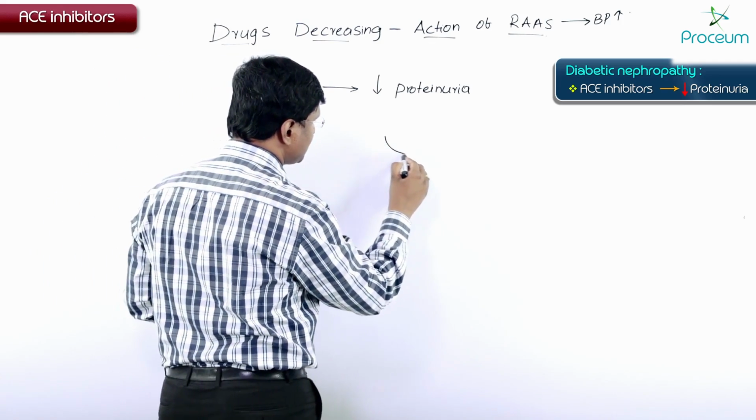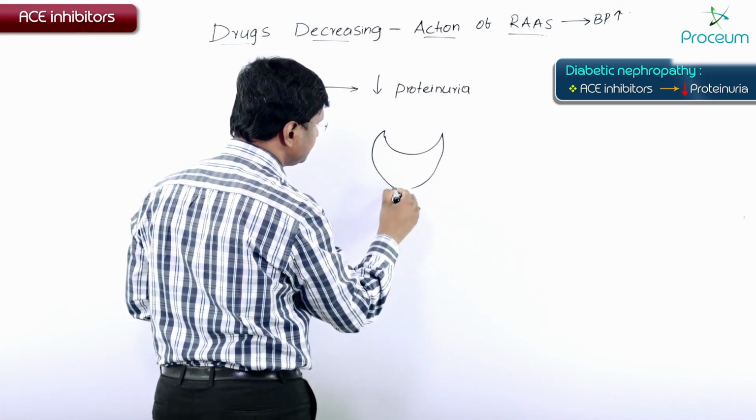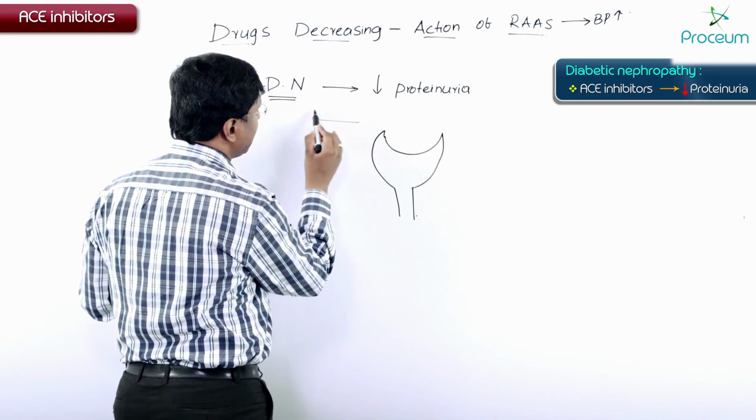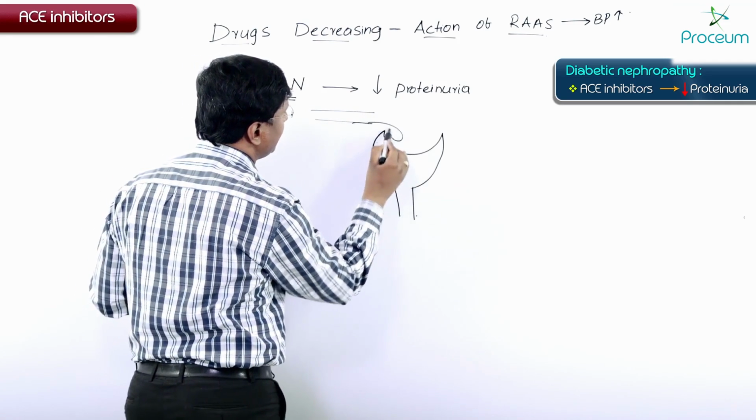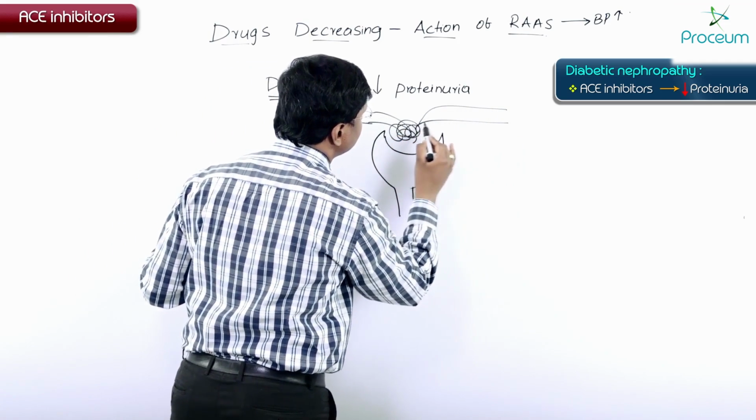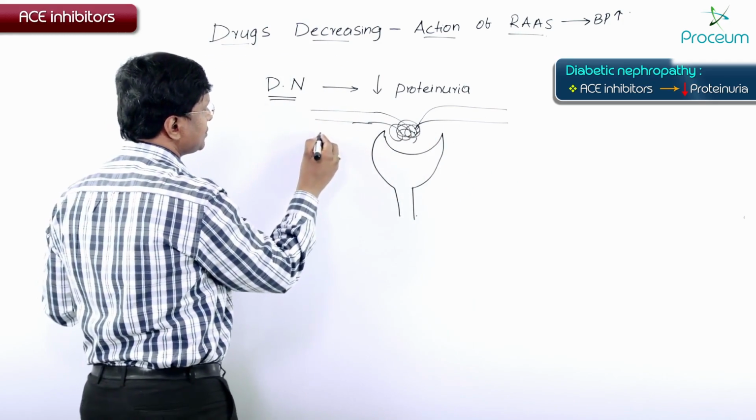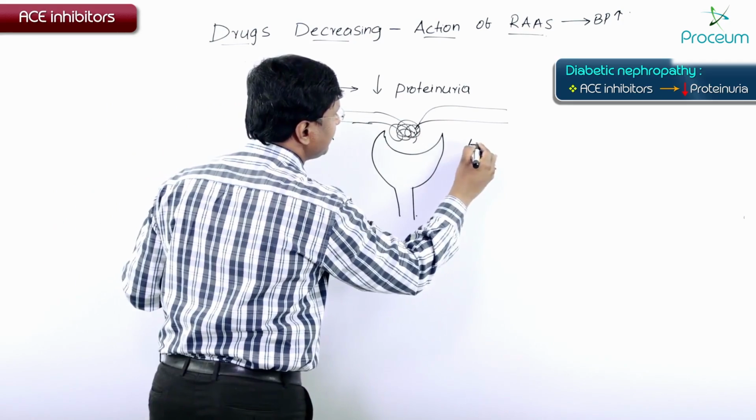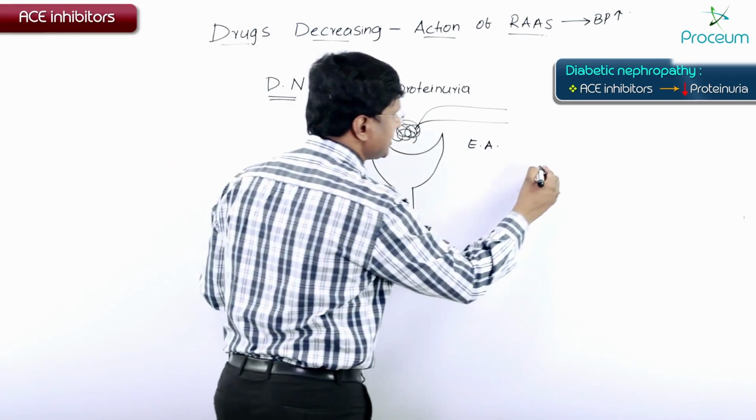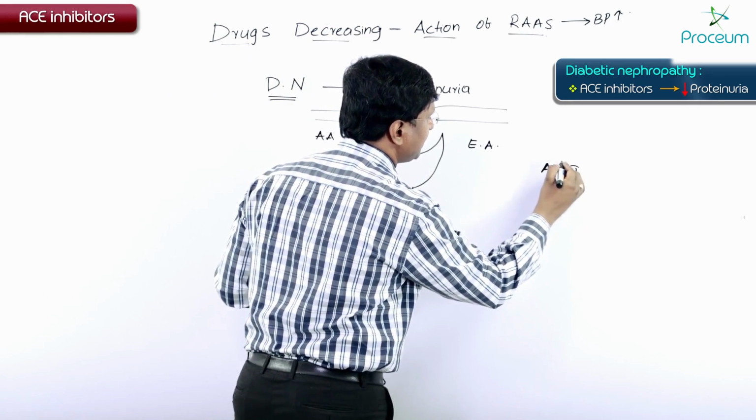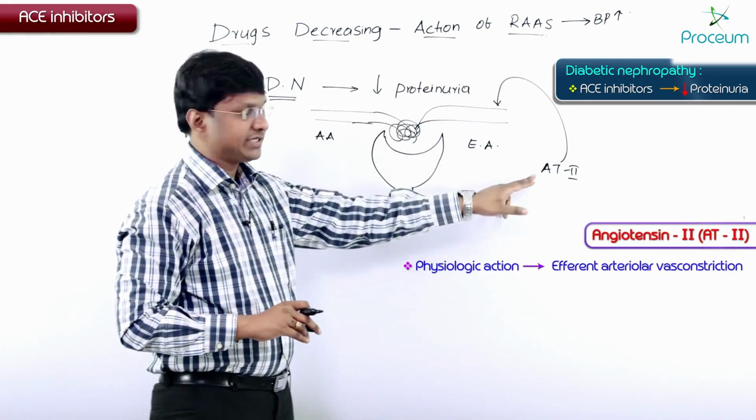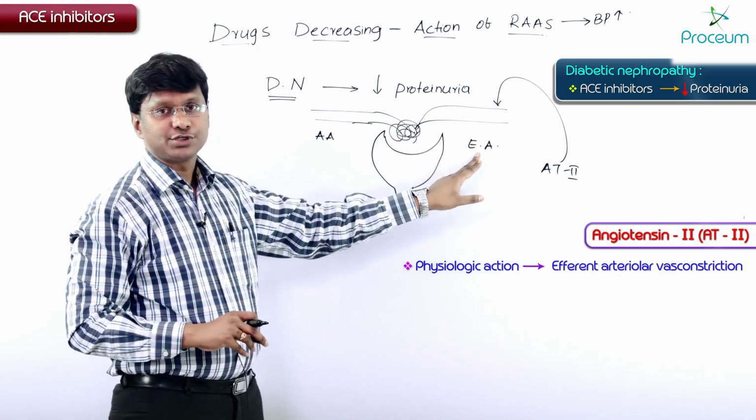Now for example, if you see this as the Bowman's capsule, within this Bowman's capsule we have the afferent arteriole, and then we have the glomerulus, and then the efferent arteriole. So this is the afferent arteriole and this is the efferent arteriole. Now you take your angiotensin 2. The angiotensin 2 will cause the vasoconstriction of the efferent arteriole.